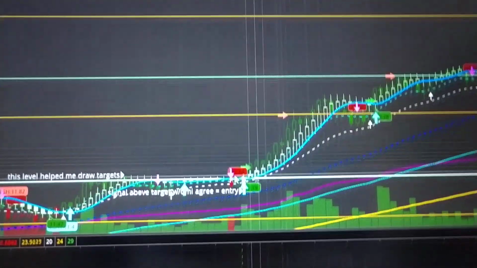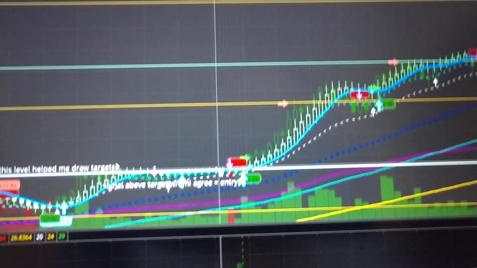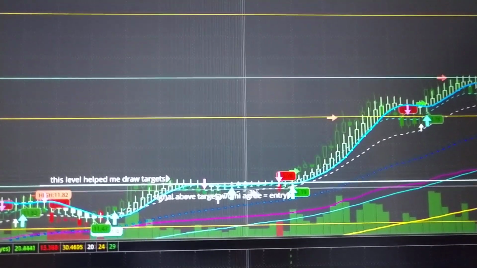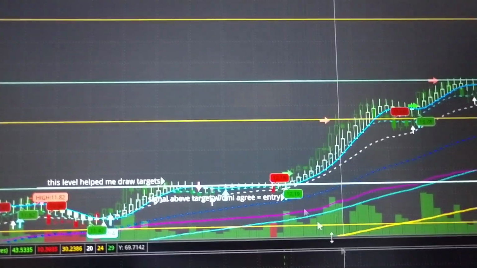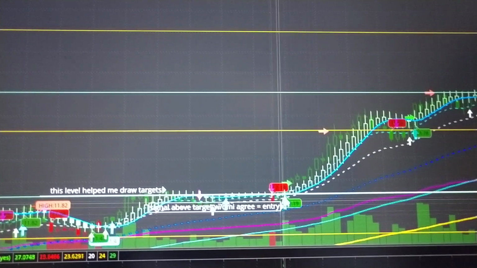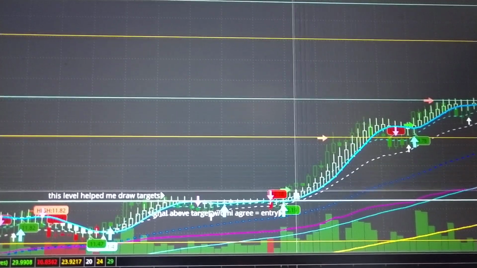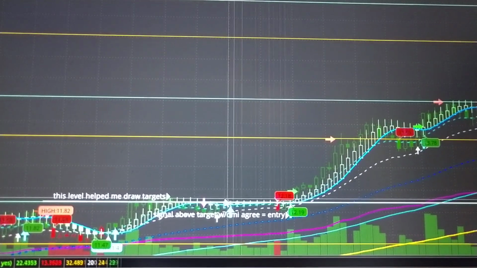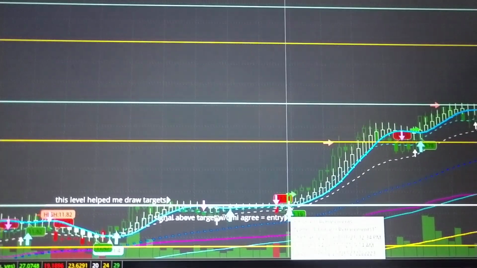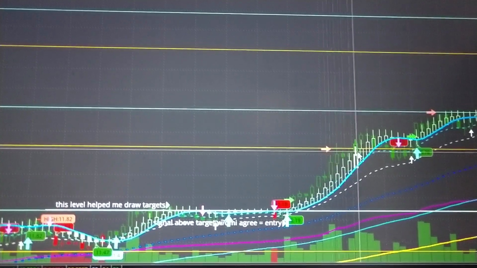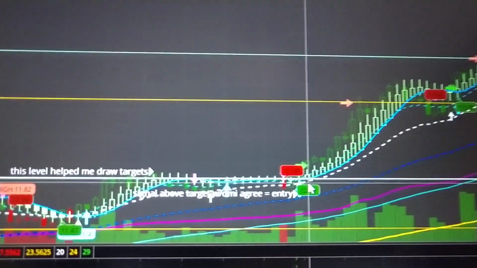So now at this point, I have this pretty well defined. See how flat this is? Clearly that's either going to be resistance if sellers take it down, or it's going to be support if it starts to go up. I get a nice buy signal above this line. Okay, that's the rule. Buy signal above this line, take it to your next target line. And that's what happened right here.